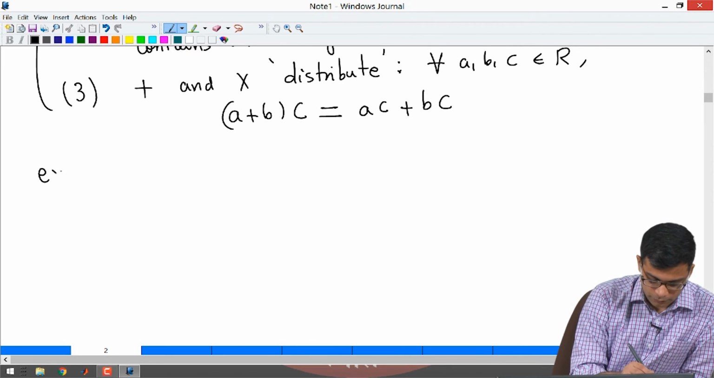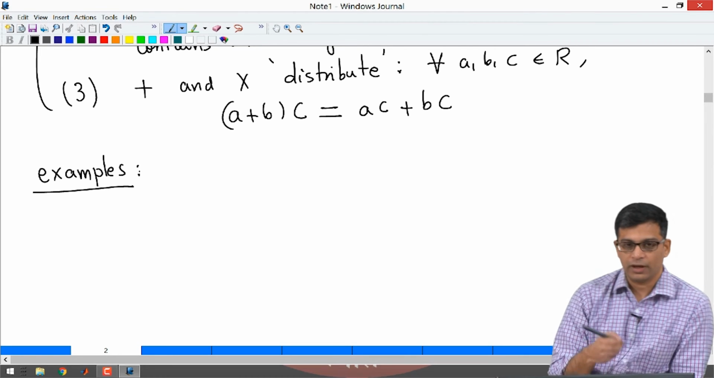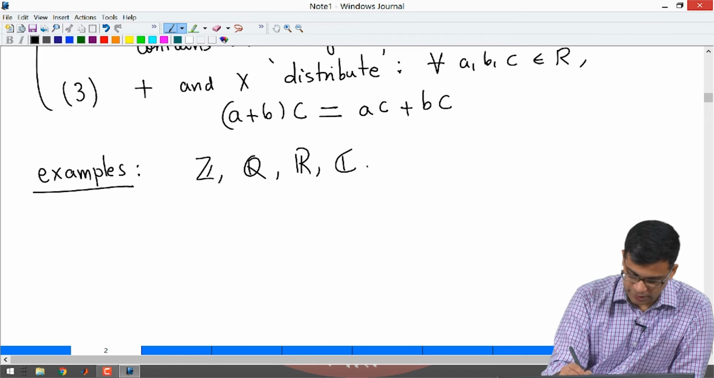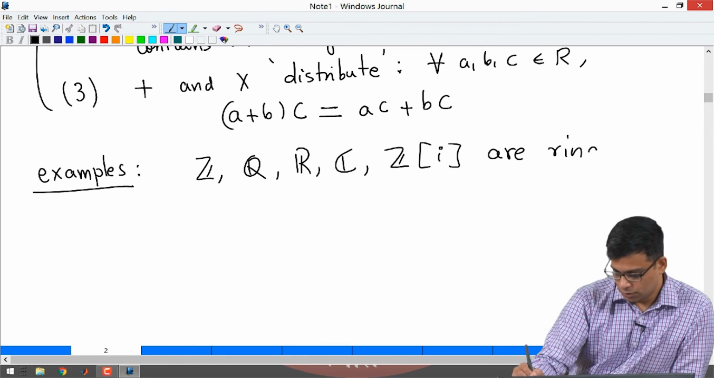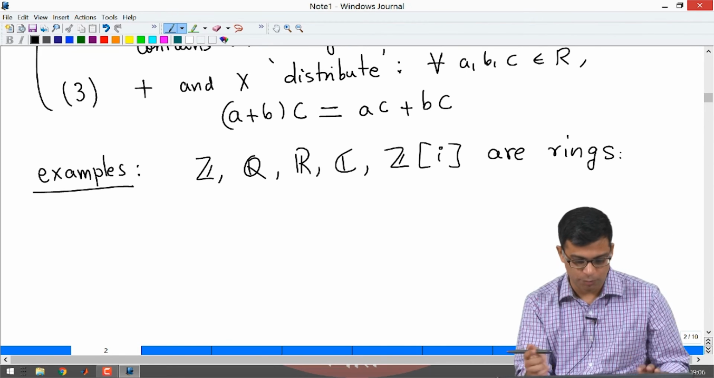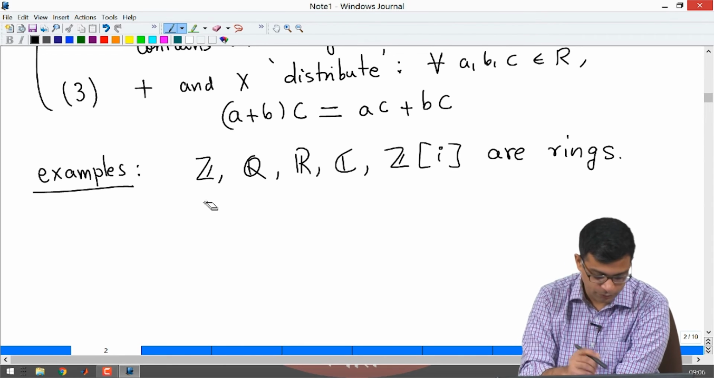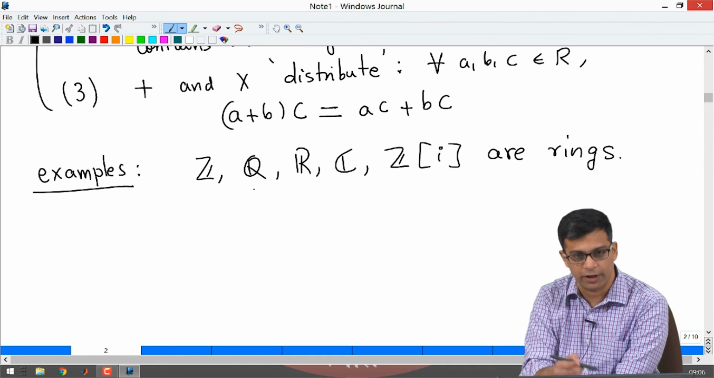I want to now revisit the examples that I did in the beginning of the video, and now say that Z, Q, R, C, Z[i] are rings. So, now you might want to go back to the video, see it from the beginning, the first part of it when I discuss these examples. In all these examples, there are two operations. You can add two integers, you can multiply two integers. You can add two rational numbers, you can multiply two rational numbers. You can add two real numbers, you can multiply. Similarly, you can add complex numbers, you can multiply complex numbers.